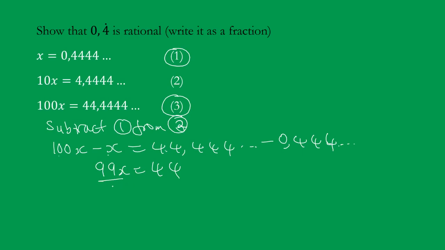And then we can divide both sides by 99. And then 11 is the highest common factor there. We can divide 44 by 11, get 4. Divide 99 by 11, get 9. You see that we're getting the same thing. Let's go to the next question.